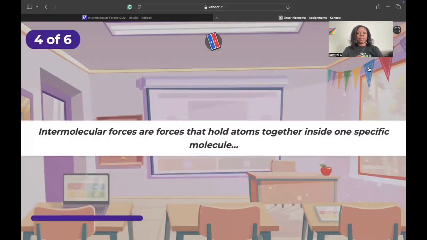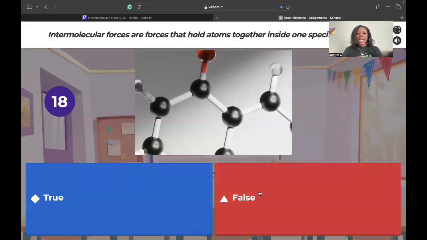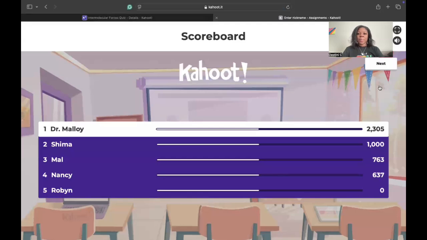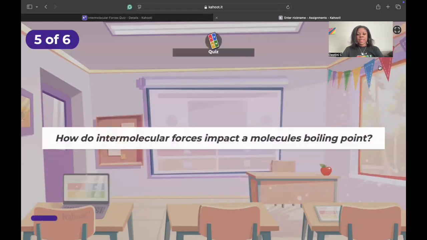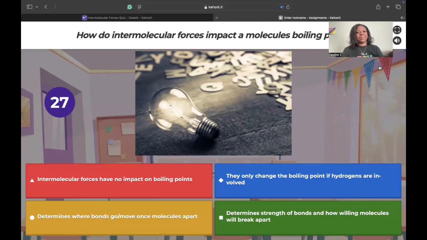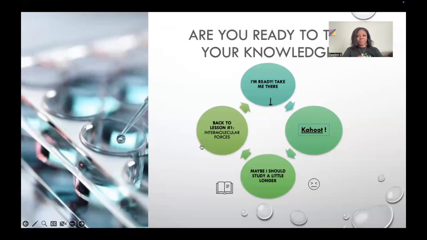Let's see. True or false? Intermolecular forces are forces that hold atoms together. That keyword atom, right? That is why I made that note. It's got to be false. Cool. And how do intermolecular forces impact a molecule's boiling point? They have no impact on boiling points. They only change the boiling points if hydrogens are involved. That's a good trick question. You might want to use it. Determines where bonds go, move once molecules apart. Determines the strength of bonds and how long molecules will break apart. I think that's the right one. Awesome.